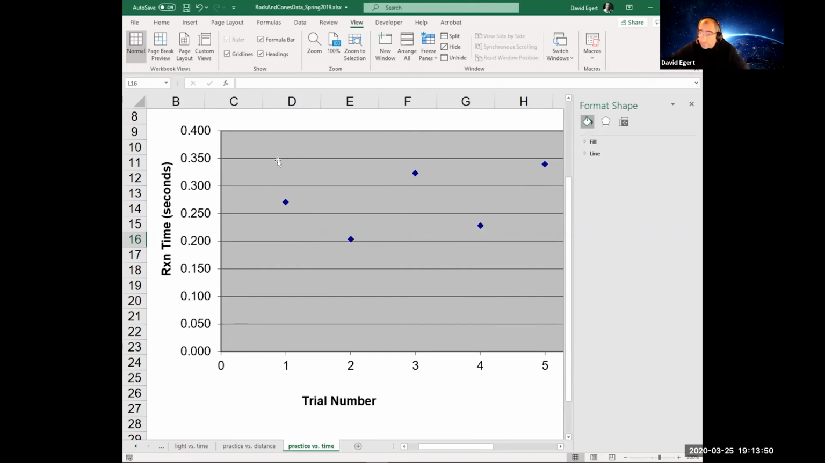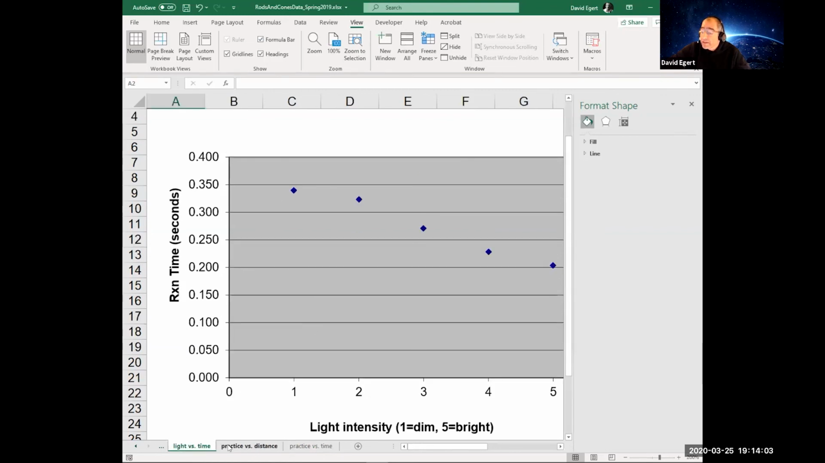And then for your raw data, you should probably just include this stuff here. Include, here we can see in this figure that reaction time went from 0.35 seconds in the dimmest light to 0.2 seconds in the brightest light.